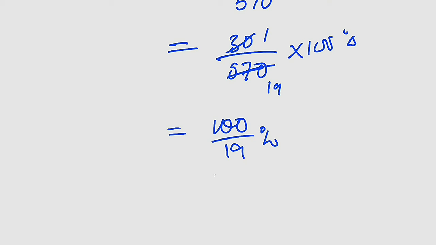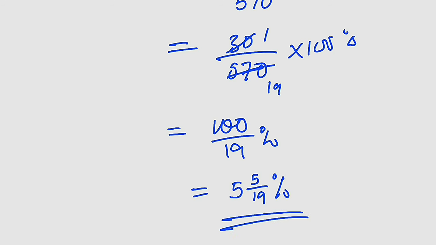19 can divide 100 exactly 5 times with a remainder of 5 out of 19. This is percentage, and therefore this is the percentage error.